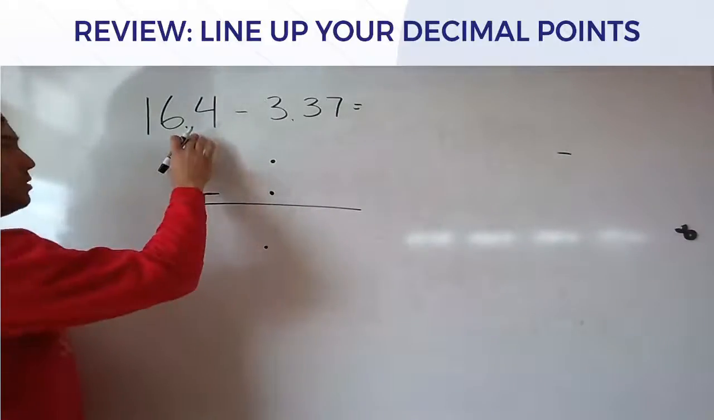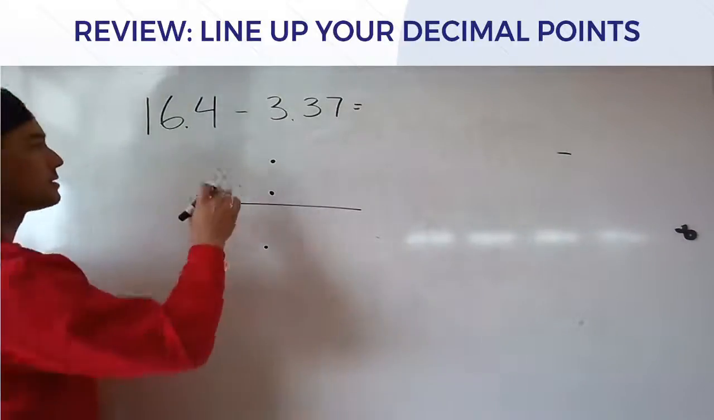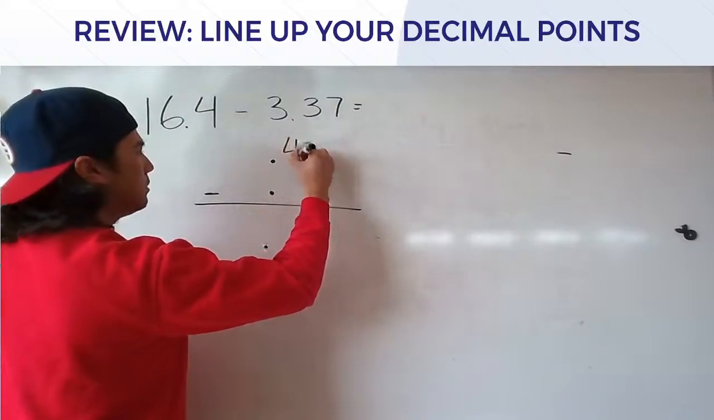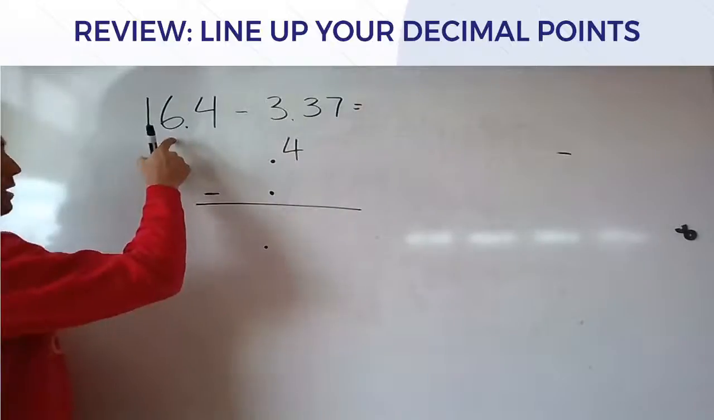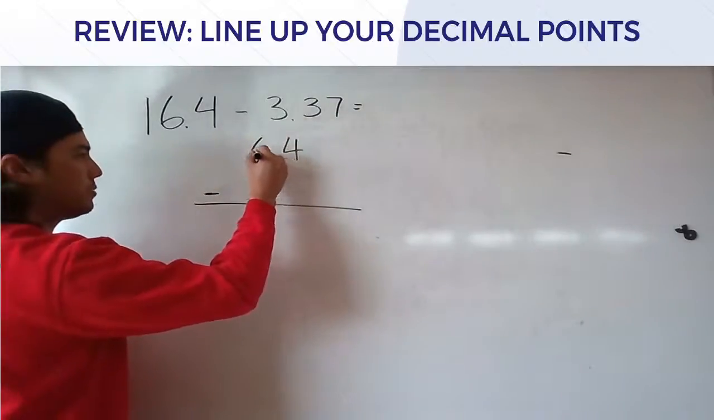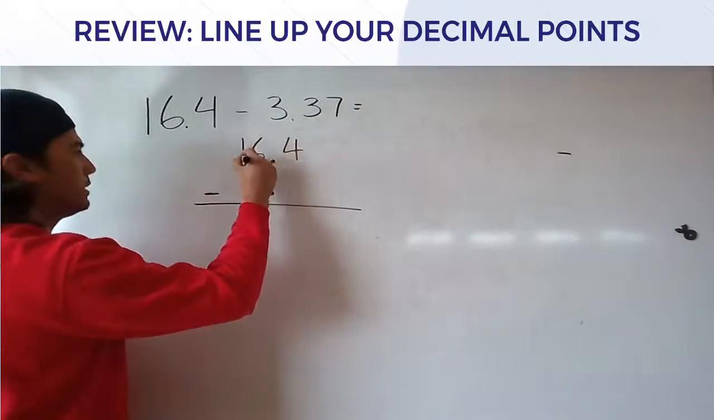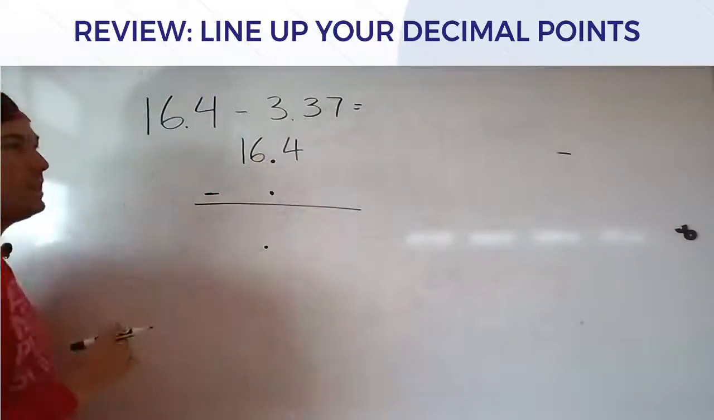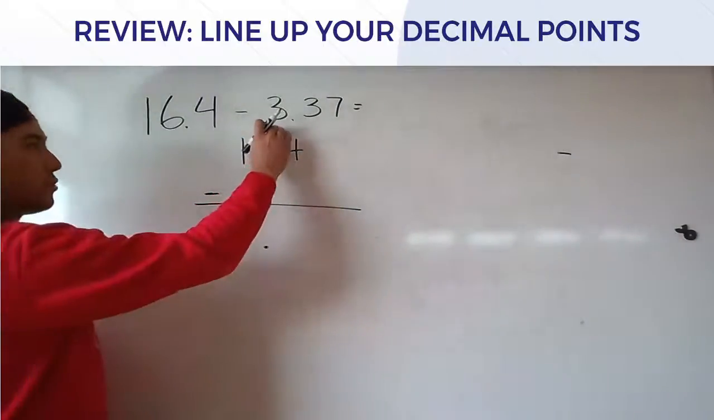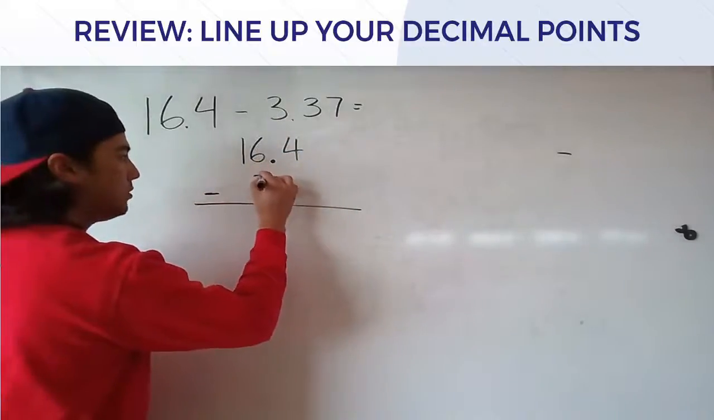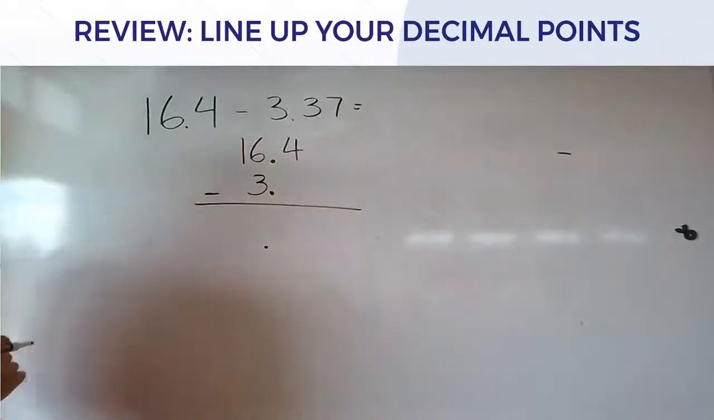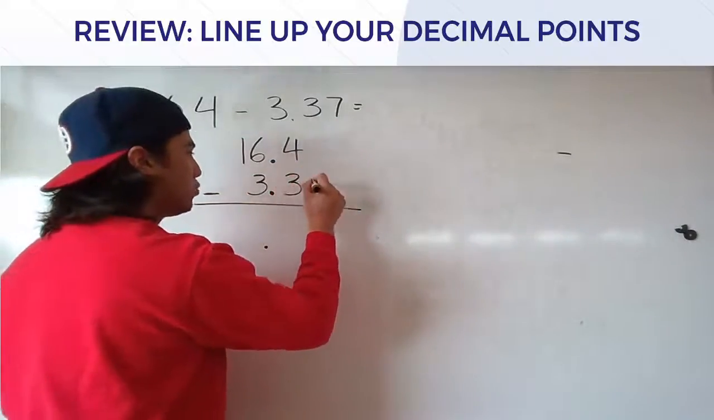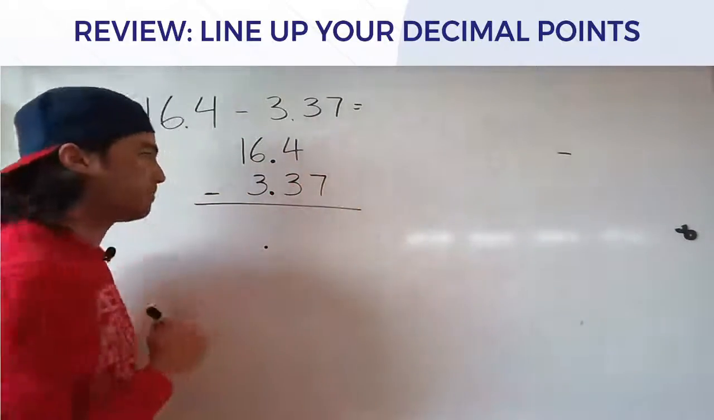So with 16 and 4/10, I see that the 4 is directly next to the decimal point. Okay, and then our 6 is on the other side of our decimal point in the ones place, and then we have 1 next to it. Okay. Likewise, 3 and 37/100ths. I see the 3 is directly next to the decimal point in the ones place. And then our 37/100ths goes to the right of the decimal point.